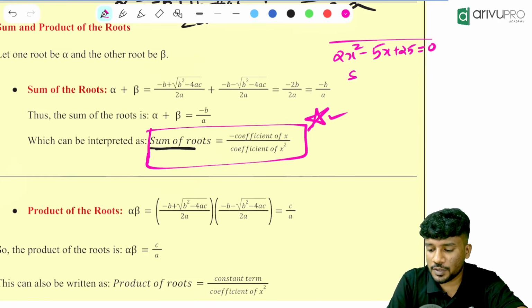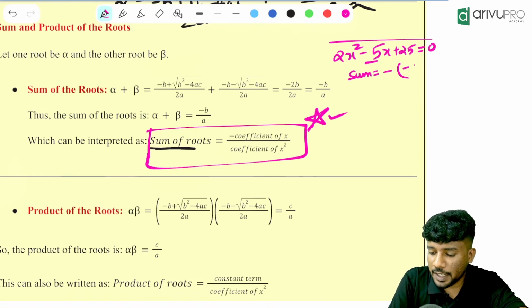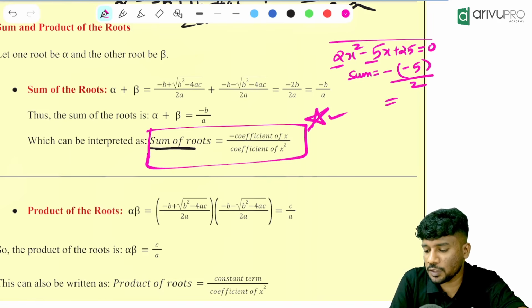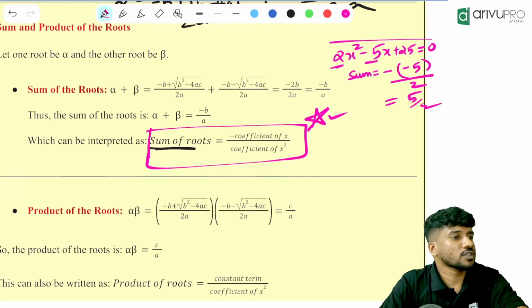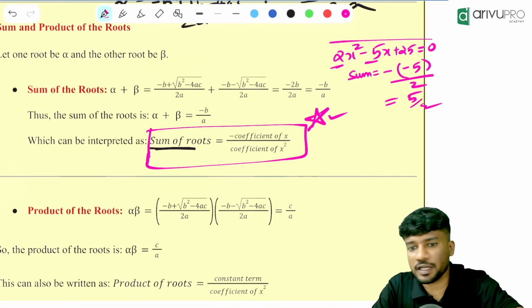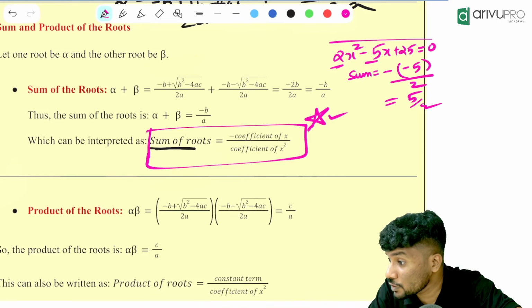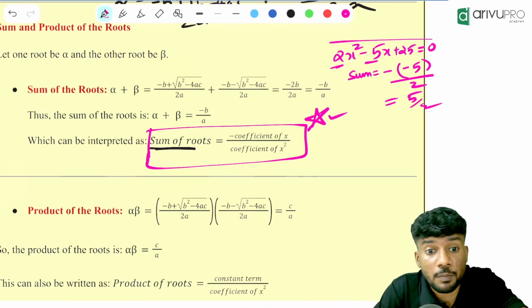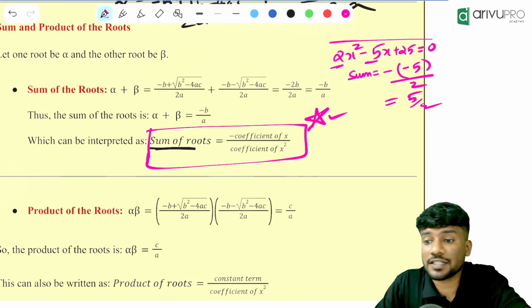Sum of the roots is how much? Sum is equal to minus of, what is the b value? Minus 5, divided by the a value, that is 2, which is equal to 5 by 2. Sum of the roots is equal to 5 by 2. That is called the sum of the roots: minus coefficient of x divided by coefficient of x square.